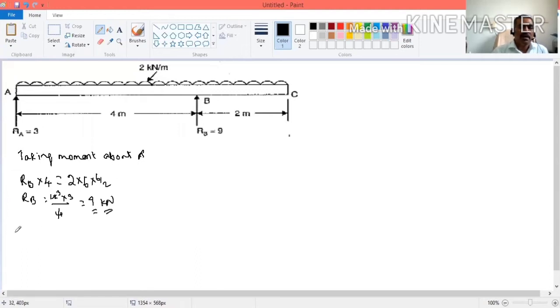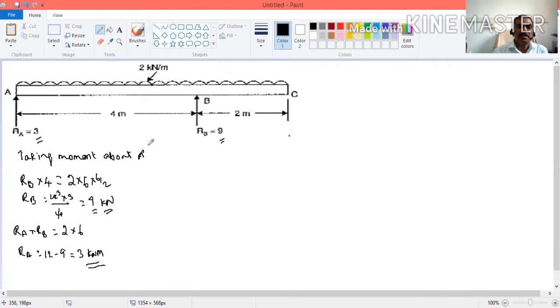Now RA, by force equilibrium, upward force is equal to downward force. RA plus RB is equal to 2 into 6, the load multiplied by the distance. Now what is the value of RA? RA is equal to 6 into 2, 12, minus 9, since RB is 9. So this will be equal to 3 kilonewton. Now we have calculated the values of RA and RB: RA is 3 kilonewton, RB is 9 kilonewton.